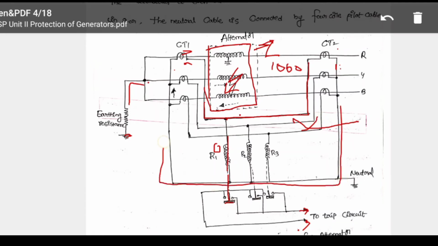Whenever a fault occurs, an abnormal condition, unbalanced loading will happen. At that position, any one of the relays R1, R2, R3 closes its contacts. Whenever it closes its contacts, the DC supply is already connected. As you know the operation of the relay, whenever the plunger moves upwards, the normally open terminals will be closed. It will connect to the trip circuit and the circuit breaker will open. That is the principle of stator protection of an alternator.